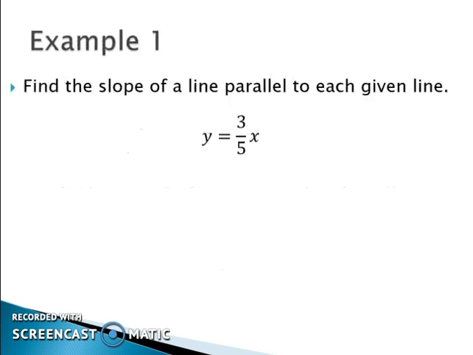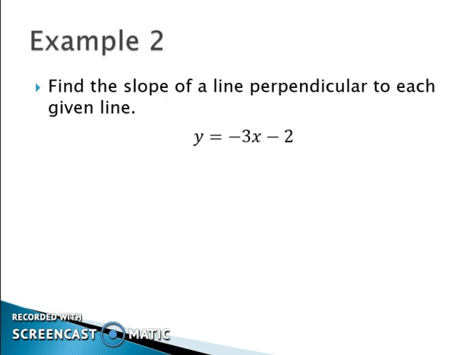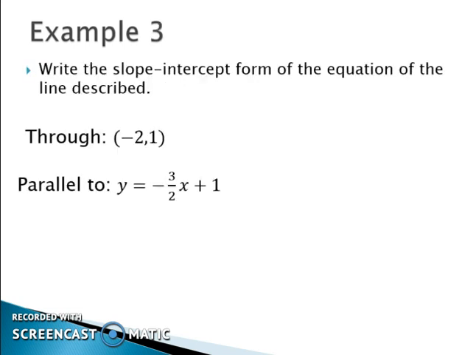Example 1, find the slope of a parallel line given y equals 3/5 x. Well, the slope of this line is 3/5, so a parallel line has the same slope, so it's also 3/5. Example 2, this time it says perpendicular. Find the slope of a perpendicular line. The slope of this line is -3, so we change the sign, it becomes positive, and you flip it, 3/1 becomes 1/3. Okay, so that's the slope of a perpendicular.